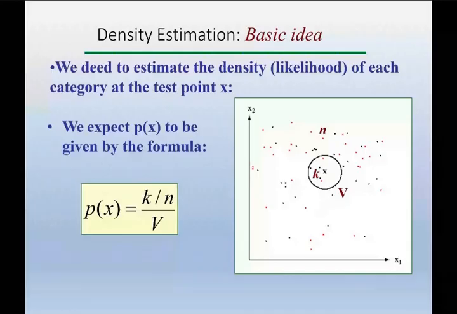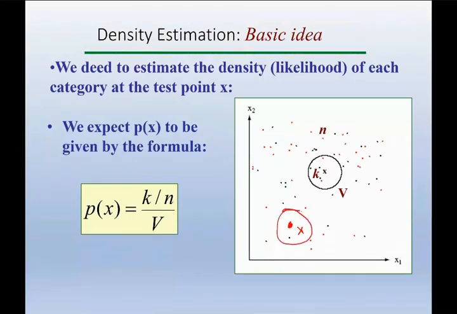Now, we need to estimate the density or likelihood of each category at the test point x. That means, suppose I take some other point. Say this is my x point. I want to classify this. Then what I can do is I can take some area around it, and then I try to compute probability of x over here.